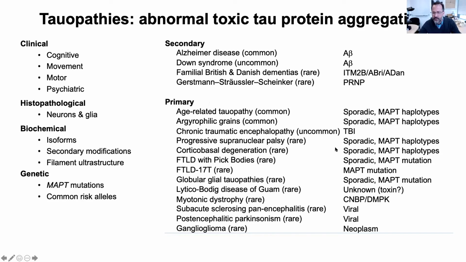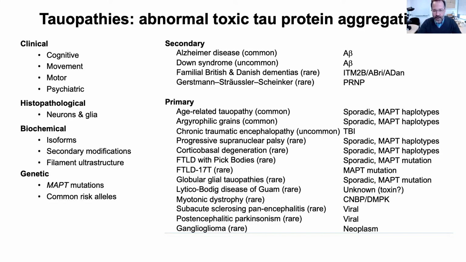We know that there are different mechanisms. All of these mechanisms are not going on simultaneously in one patient, but we use these clinical features and what we know about histology, biochemistry, and genetics to break these patients up into different categories. The categories are fluid, but the most common tauopathy, which we consider a secondary tauopathy, is Alzheimer's disease. It's a monumental public health crisis.